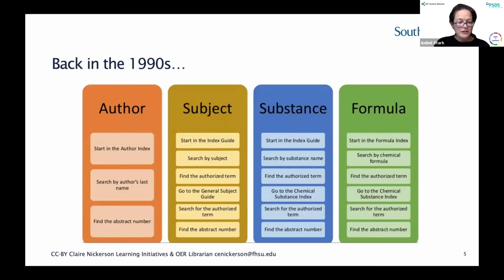If you're an author, it was quite easy. You just looked in the author index, and then you found their name, and then you found all the abstracts that were linked to them. But how many of us actually look for authors when we're looking for material that we need to answer our research question? We tend to go in by subject or substance or possibly formula. And as you can see, for all of those, you have to start in the index guide, then you have to go to another index, check the authorized term, go to the general subject guide, and so on, before you find the abstract number.